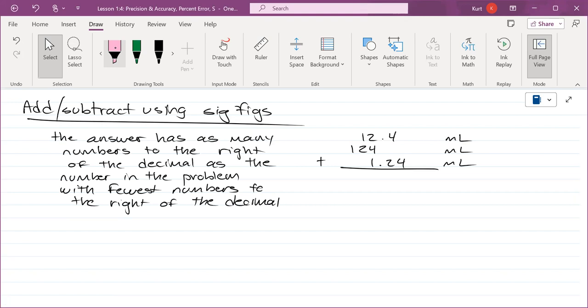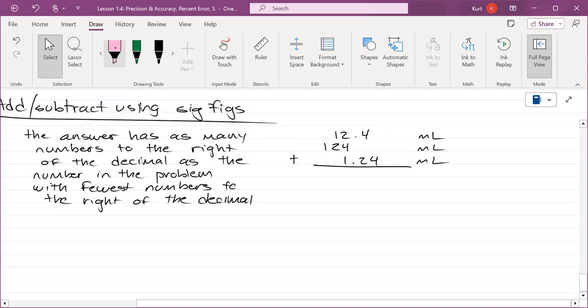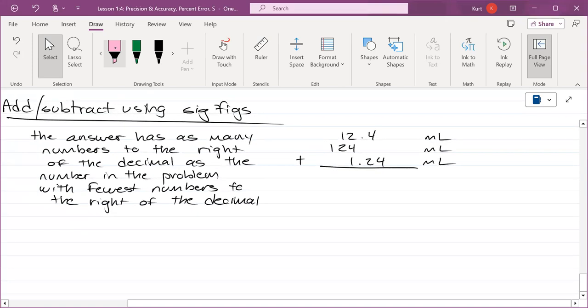Between 12.4, 124, and 1.24: how many numbers to the right of the decimal does 12.4 have? 1. How many numbers to the right of the decimal does 124 have? None, 0. How many numbers to the right of the decimal does 1.24 have? 2.